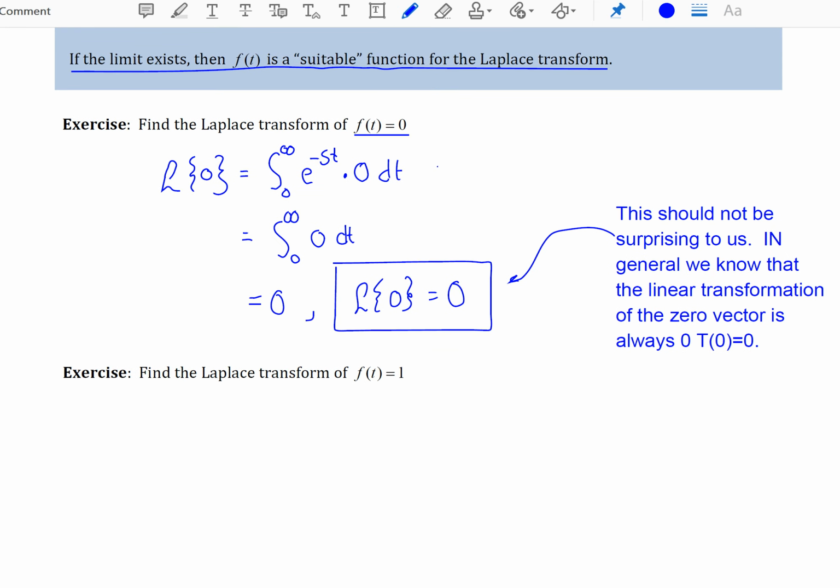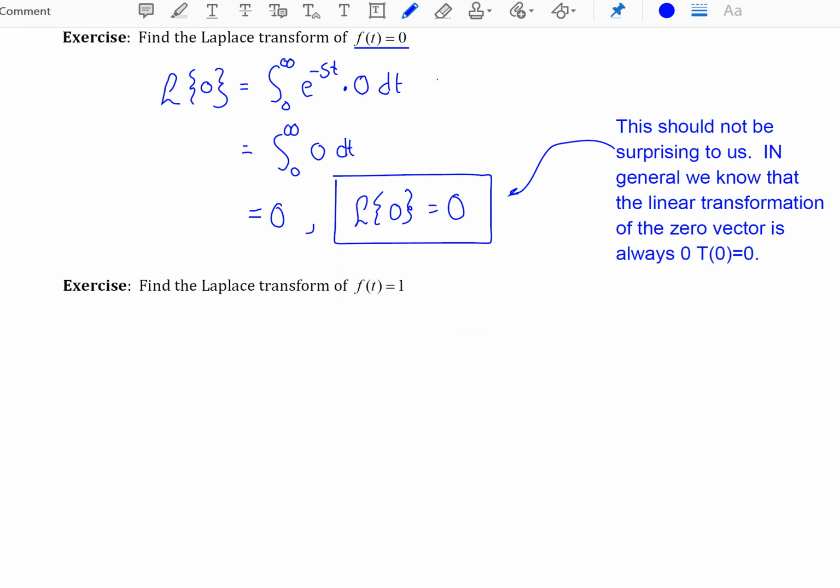Let's look at another example, a little bit more complicated function. Of course, f of t equals 1 is not terribly complicated, but it's the next more complicated function that I can think of. So now let's find the Laplace of 1. Here we're going to write the Laplace of 1 is equal to the improper integral from 0 to infinity of e to the negative st times 1 dt. Of course, anything times 1 is itself, so I don't need the 1 there.